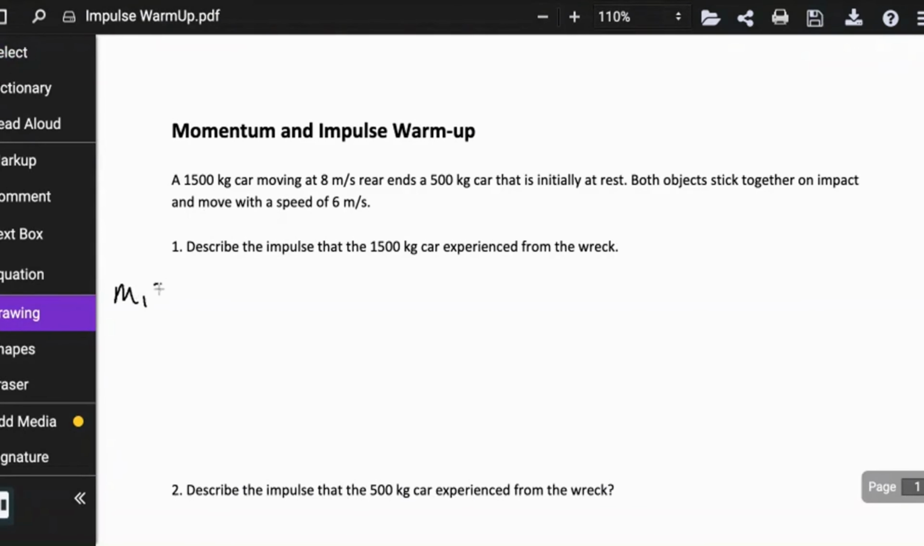A 1,500 kilogram car moving at 8 meters per second rear ends a 500 kilogram car that is initially at rest. Both objects stick together on impact and move with a speed of 6 meters per second. We're going to start by writing our givens in our margin.